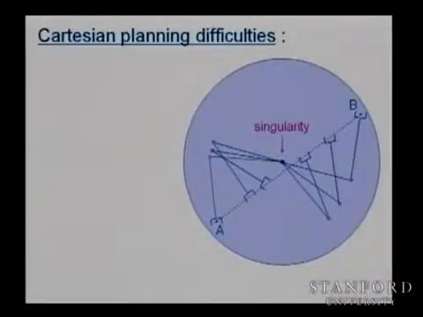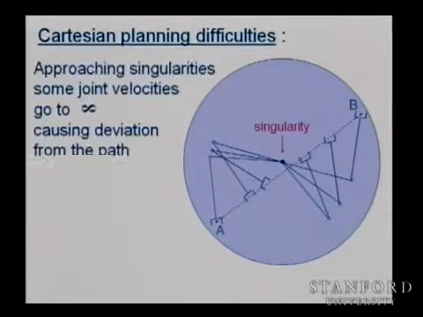Let's say they are all reachable. Okay? We have starting point A, goal point B. Everything along this path is reachable. Okay? The singularity is right there in the middle. Well, as we approach that singular position, your joint velocities go to infinity, and obviously you won't be able to follow this straight path. It will cause deviation. Again, we wouldn't be able to know that in advance if we plan in Cartesian space until we actually reach that point.